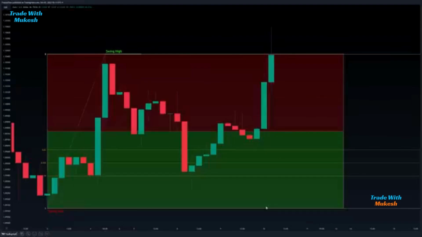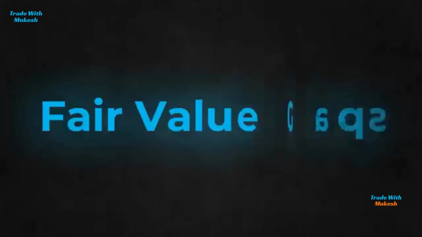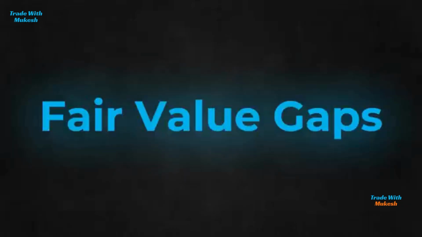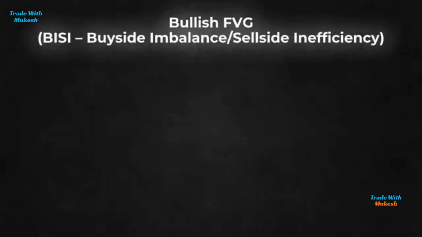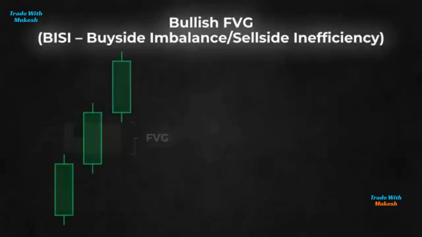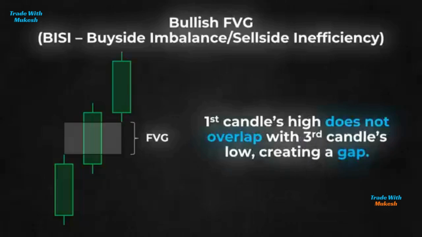One major concept in the ICT method is the fair value gap. The fair value gap is a 3-candle pattern that hides a gap between the first and third candle's shadows. Let's first take a look at the bullish fair value gap, which is often called BISI. BISI simply stands for buy-side imbalance and sell-side inefficiency. The bullish fair value gap is a pattern where the upper shadow of the first candle doesn't overlap with the lower shadow of the third candle, creating a gap between the two.